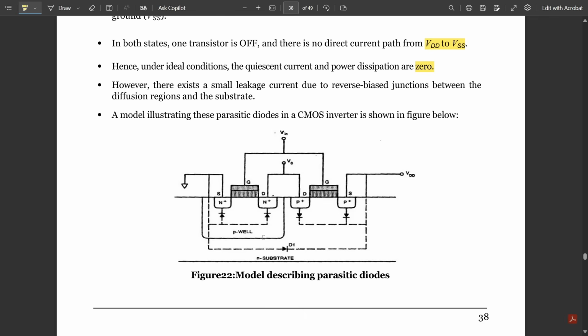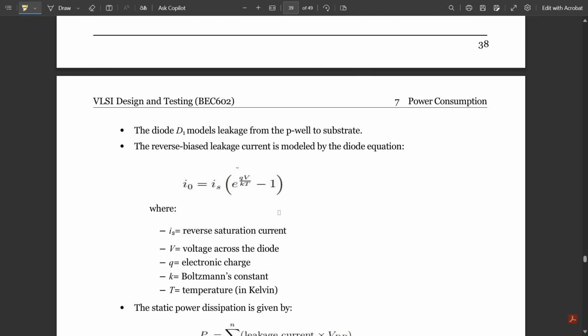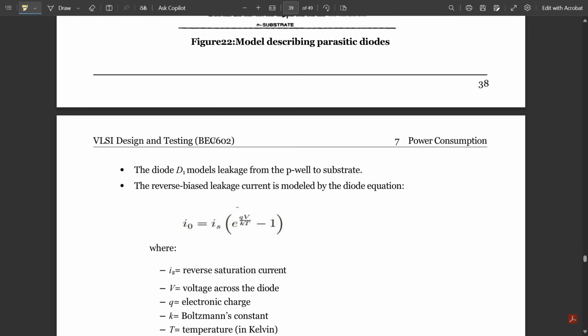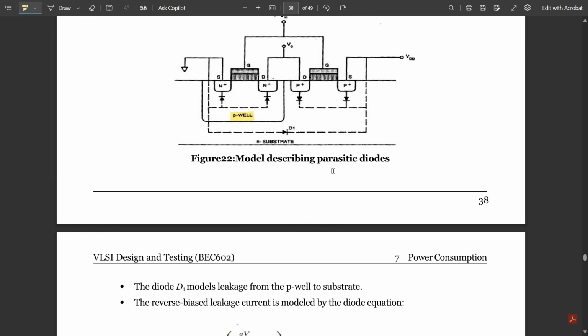The parasitic diodes are simply the diodes which handle the doping concentration, that is, the electrons and holes with respect to the p substrate or n substrate. Here in this case it is an n substrate, so we are using the p well. For the p well you have both the n plus and p plus ions, so that's why we are considering the diodes on all four terminals. The diode D1 models leakage from the P well to the substrate. You see here, this D1 is a leakage from the P well to the substrate.